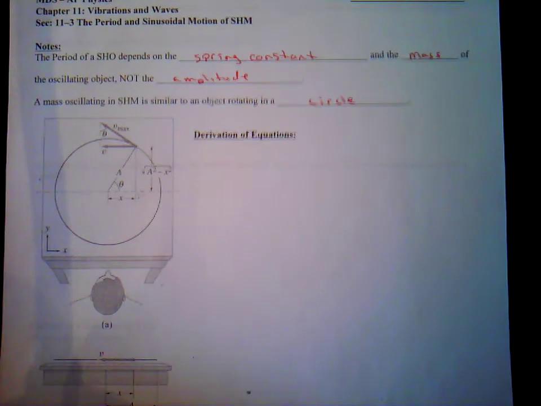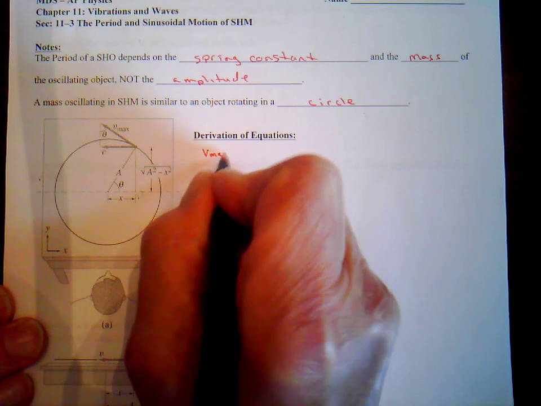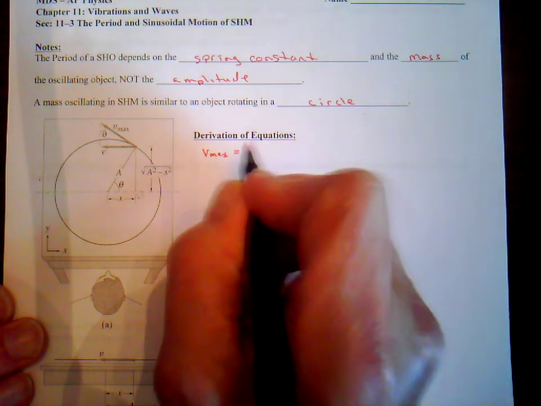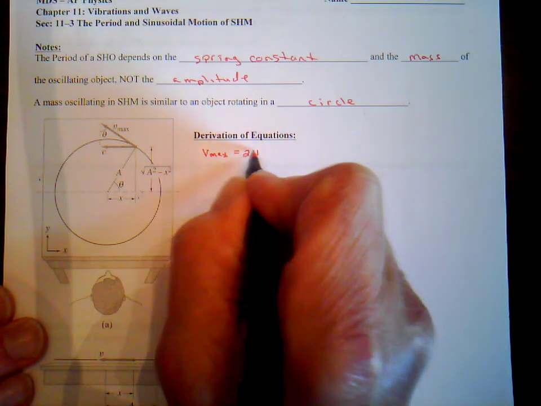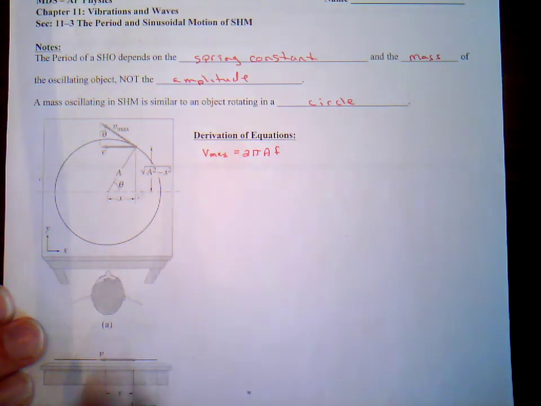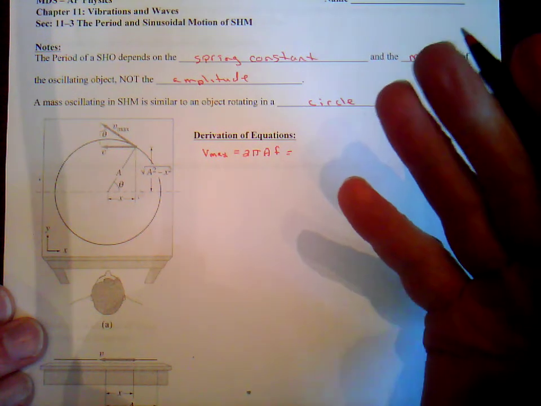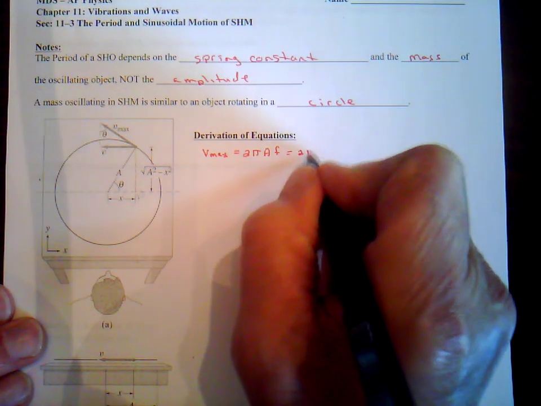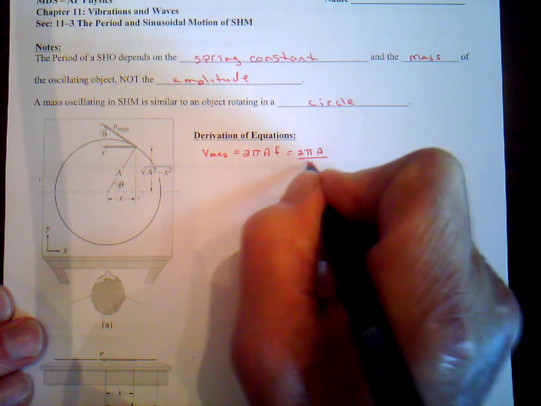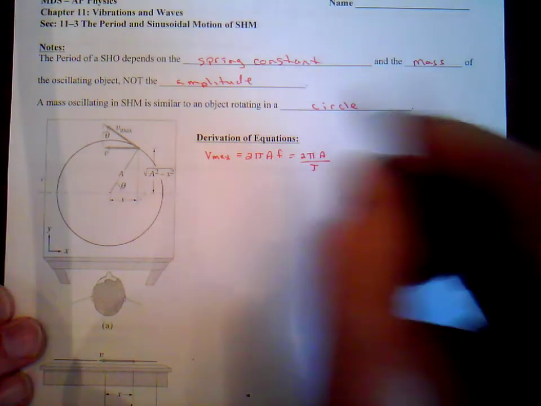Some things that we know. We know that the maximum velocity of this object moving in simple harmonic motion is 2 pi a times the frequency. We know frequency is the inverse of the period. So we can write this 2 pi a over the period, because the period is just the inverse of the frequency. Now let's take a look at this equation for a little bit.